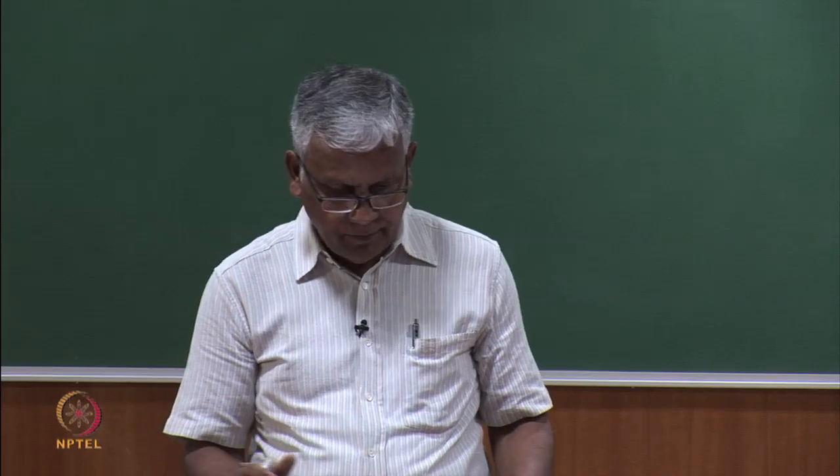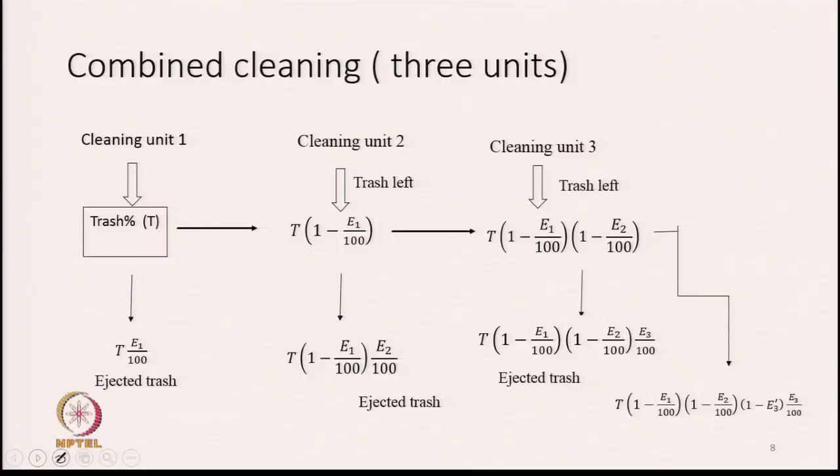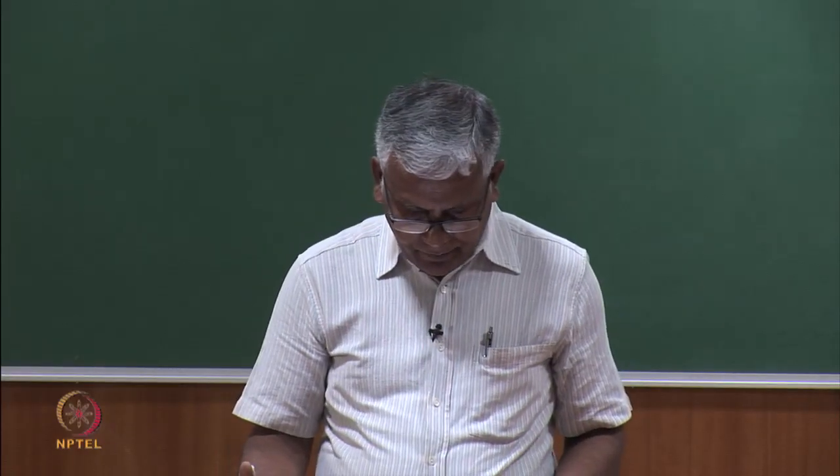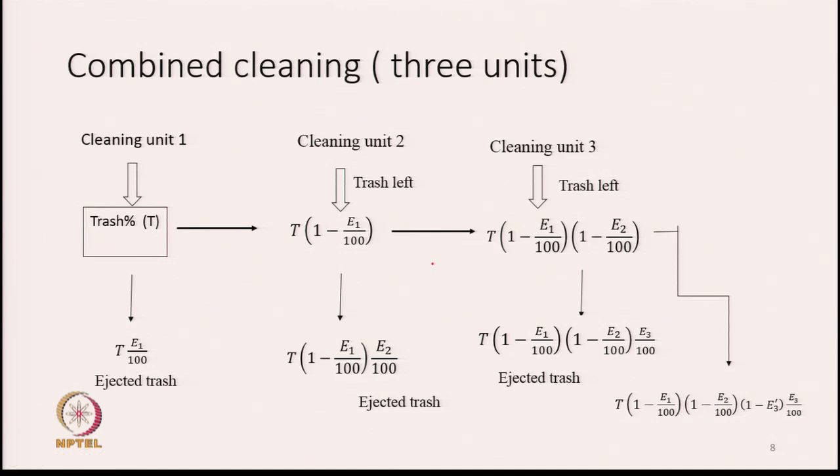So, I have taken another example where there are 3 machines in succession. The procedure to be followed is exactly the same, there is no difference. So, cleaning unit 1, cleaning unit 2, cleaning unit 3 in this case, trash ejected is shown at the bottom and trash flowing to the next machine is also shown at the top. So, this is how the trash is flowing, how much trash is left and flowing along with the material is shown. What is there up to this machine is given here.